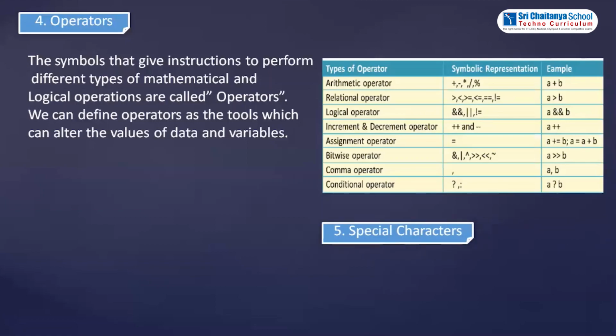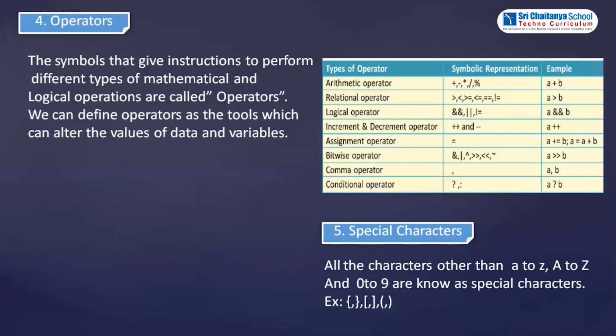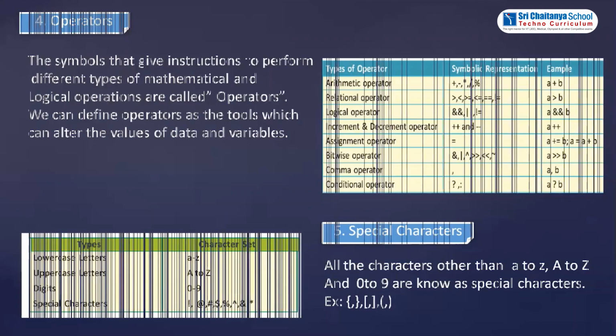And then the next token will be your special characters. Special characters are nothing but the characters which can be included in your program. All the characters other than A to Z, capital A to Z, and 0 to 9 are known as special characters. Examples can be your brackets, curly braces, square braces, and also the semicolons, and the apostrophes also can be included. So here are your special characters.